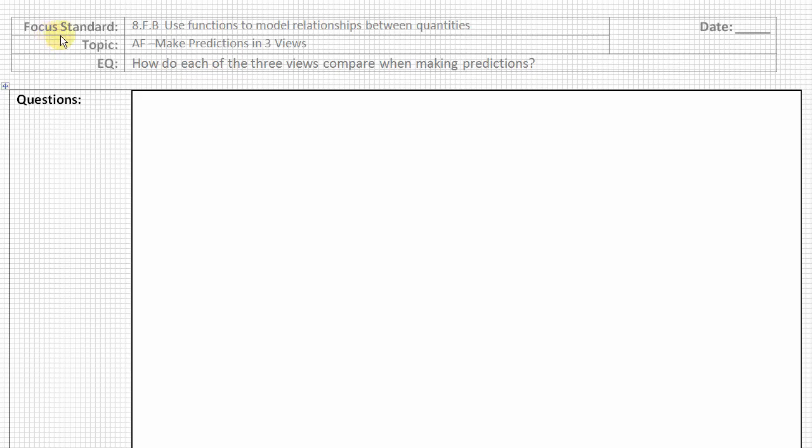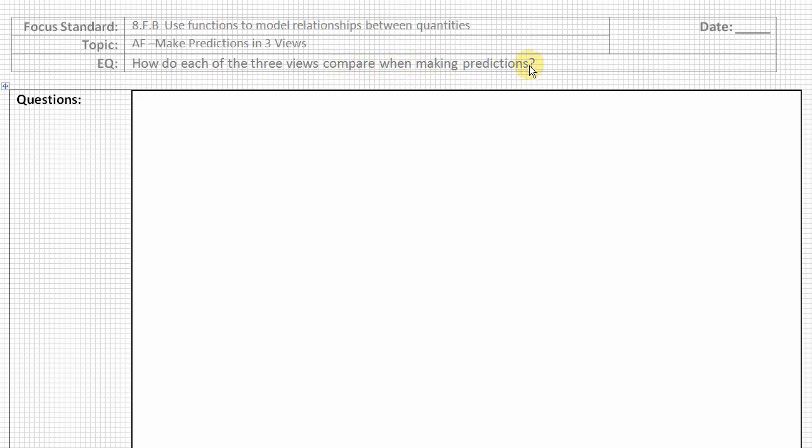For today's lesson, our focus standard comes from Grade 8, Functions, Standard B, Use Functions to Model Relationships Between Quantities. Our topic for this lesson comes from our new unit, Applying Functions, Make Predictions in 3 Views. Our essential question today is, how do each of the 3 views compare when making predictions?